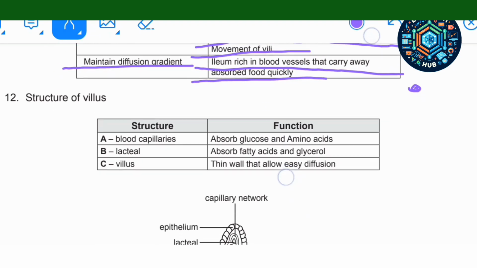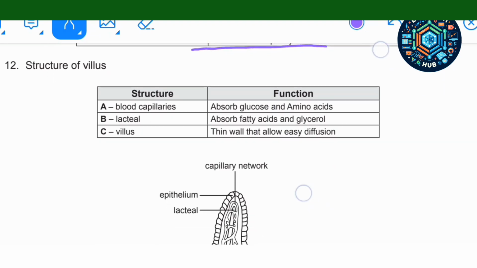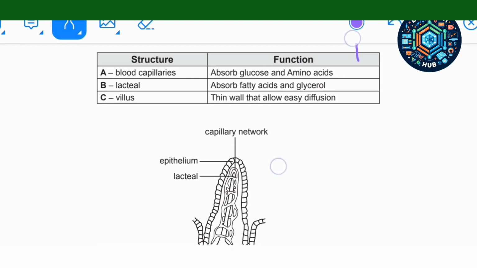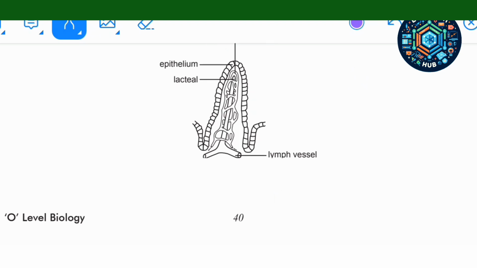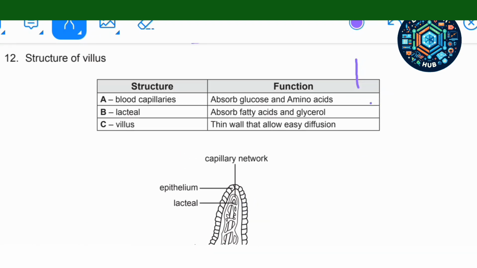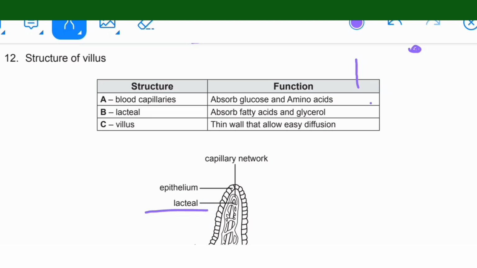Then the structure of the villus. So villi is the plural, the villus is the singular. So this is just an image of a villus here. These are the blood capillaries. A is the blood capillaries, as you can see. Then B is the lacteal. This is the lacteal. This is the capillary network here.